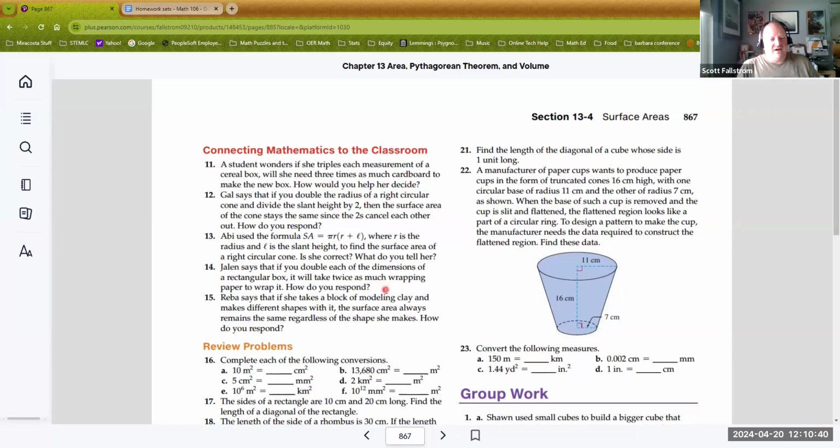14. If you double each dimension of a rectangular box, will it take twice as much wrapping paper to wrap it? Again, very similar. One was tripling measurements, one is doubling measurements. There is a nice connection to be found here. And I think if you've got this, you should be good to go.